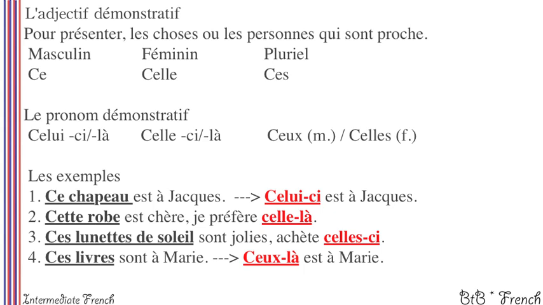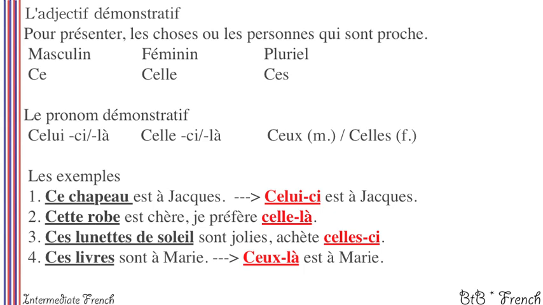Let's go over demonstrative adjectives. The masculine form is ce, feminine, celle, plural, c'est. For demonstrative pronouns, you have masculine, celui, feminine, celle, and plural masculine, ce, plural feminine, celle.